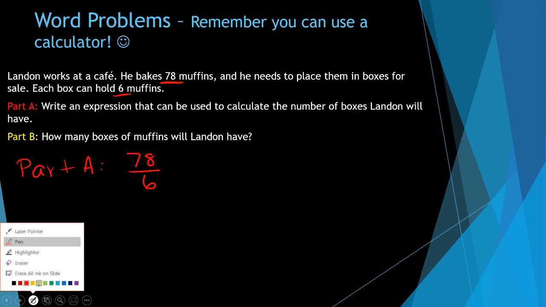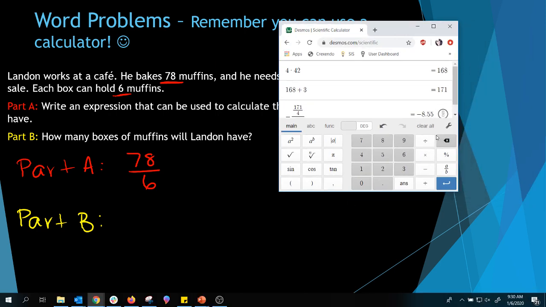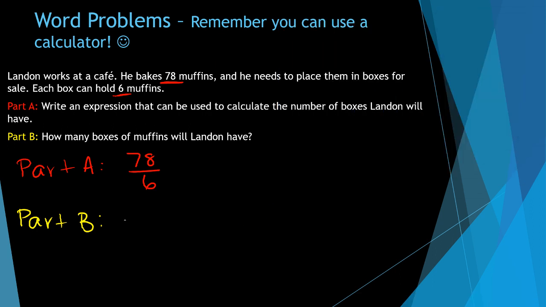Part B is asking us to figure out how many boxes Landon's going to need, or how many he'll have once he divides all of these. So, whoops, pull up our calculator. All right, I have 78 divided by 6, which tells me that he's going to use a total of 13 boxes here. 13 boxes.